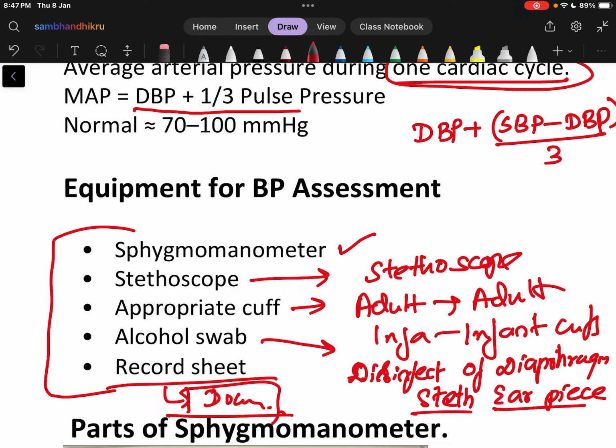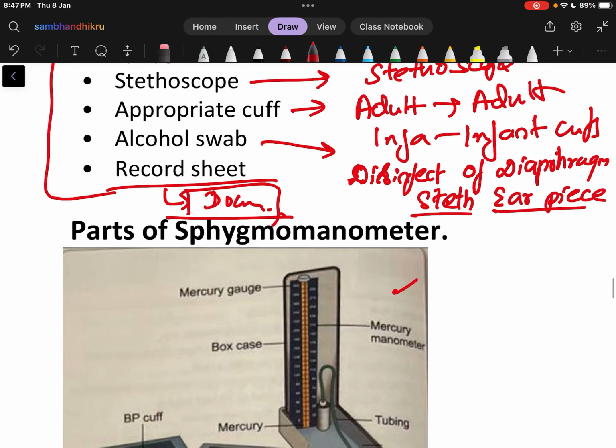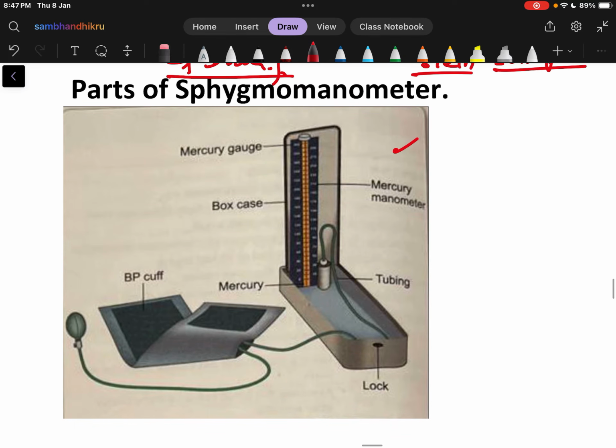Please remember these things. Okay. Next, coming to the parts of the sphygmomanometer. As I said, this is the mercury gauge and this is the mercury manometer overall, and this one will be called the box case. Here there is a lock, the outer lock, and here the inner lock will be there.